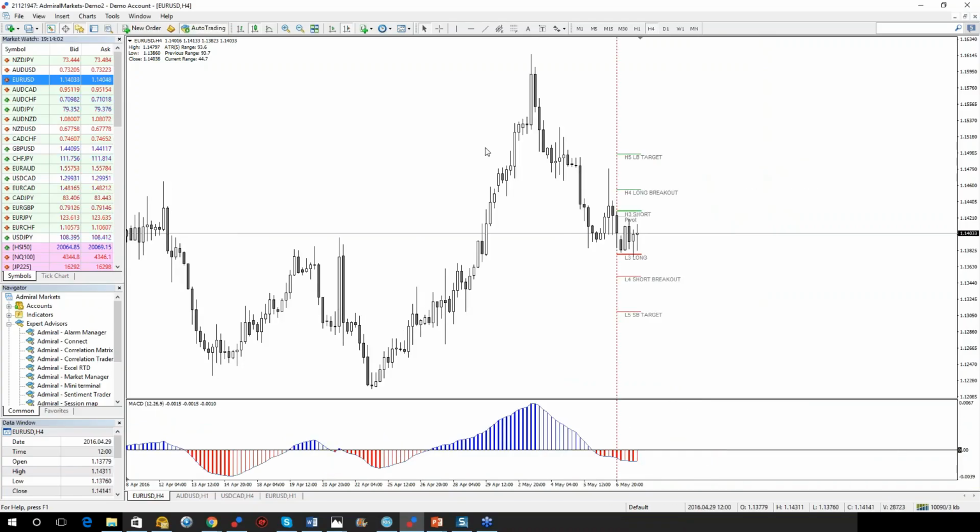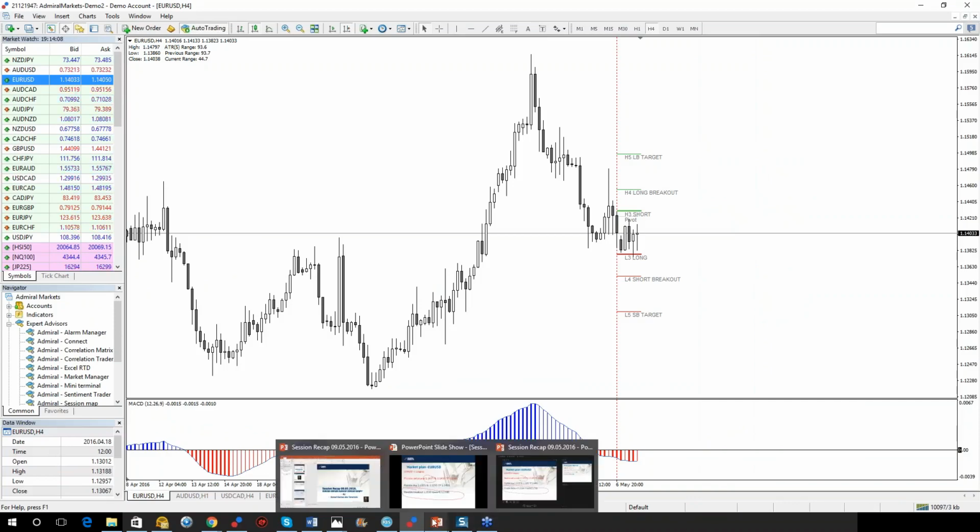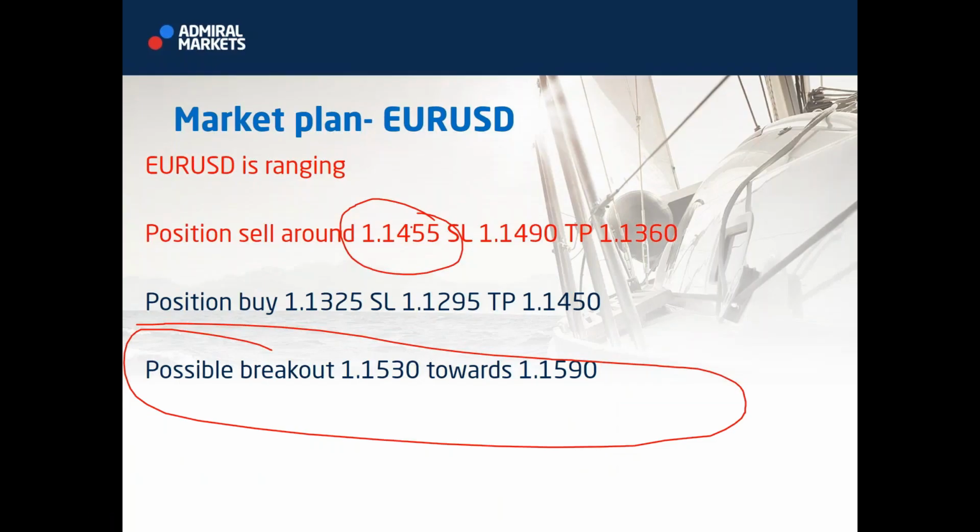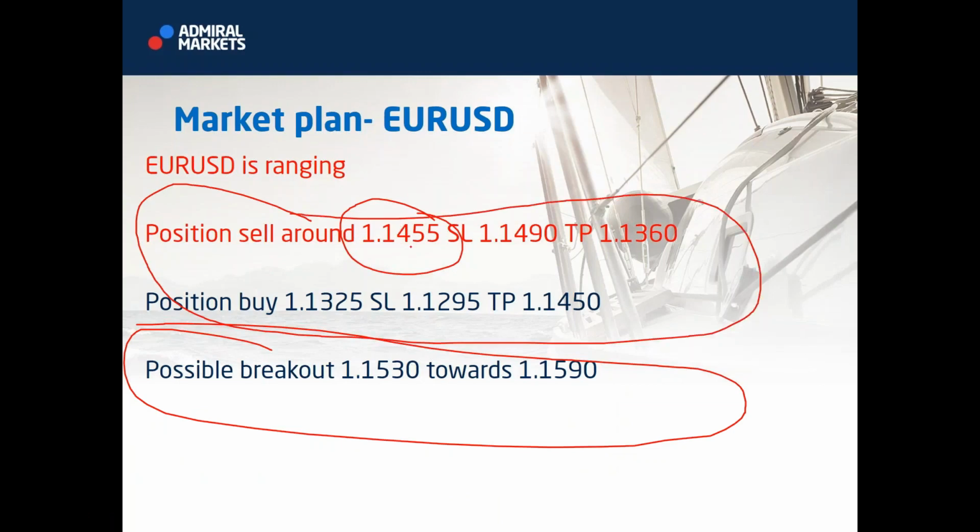So here, guys, 4-hour time frame, EUR/USD, whatever hits first. We don't know which one out of these positions will hit first. But if we see a sell, I would sell it here. If you see a buy position, I would buy it here. In between, well, no setup.